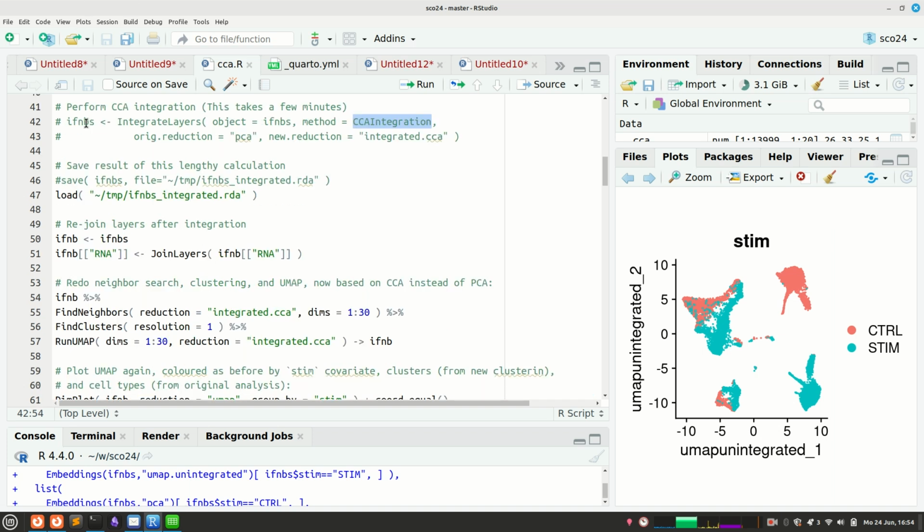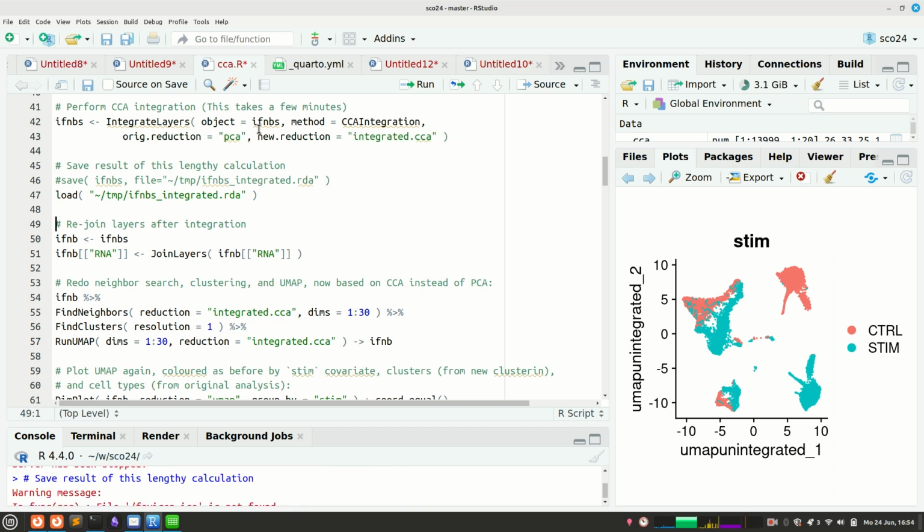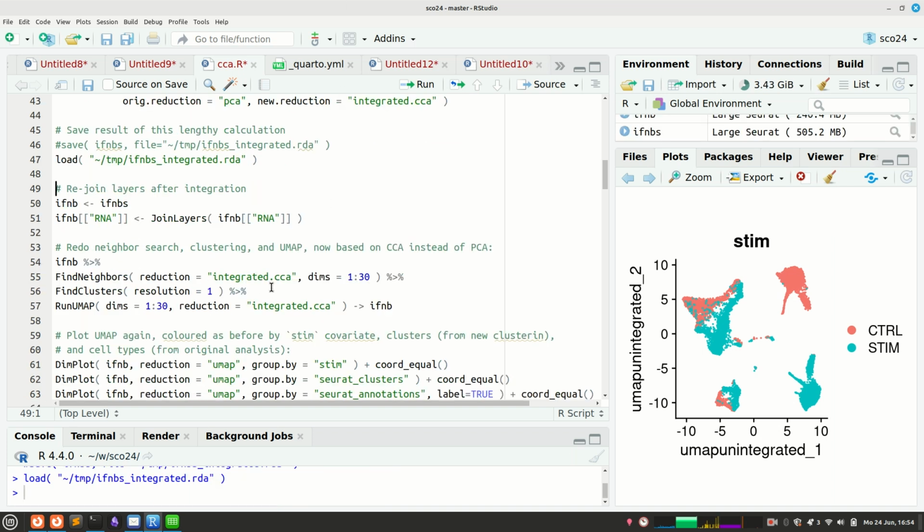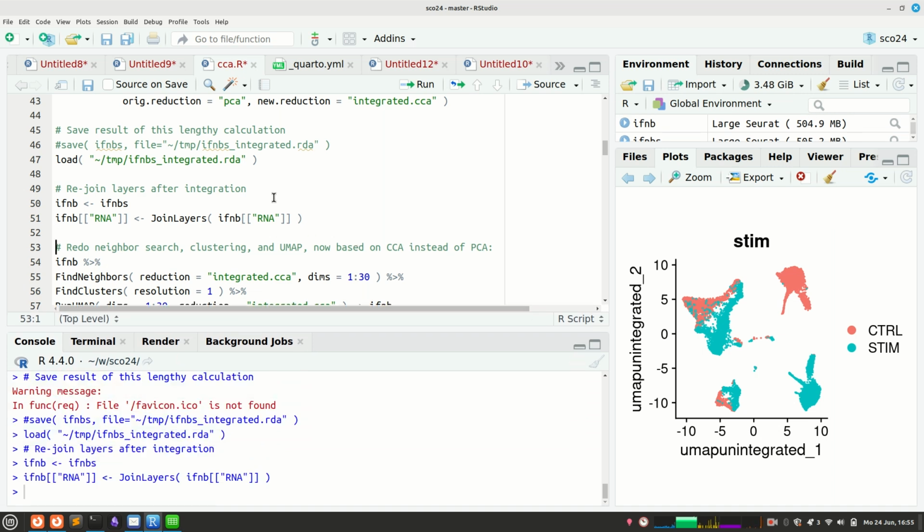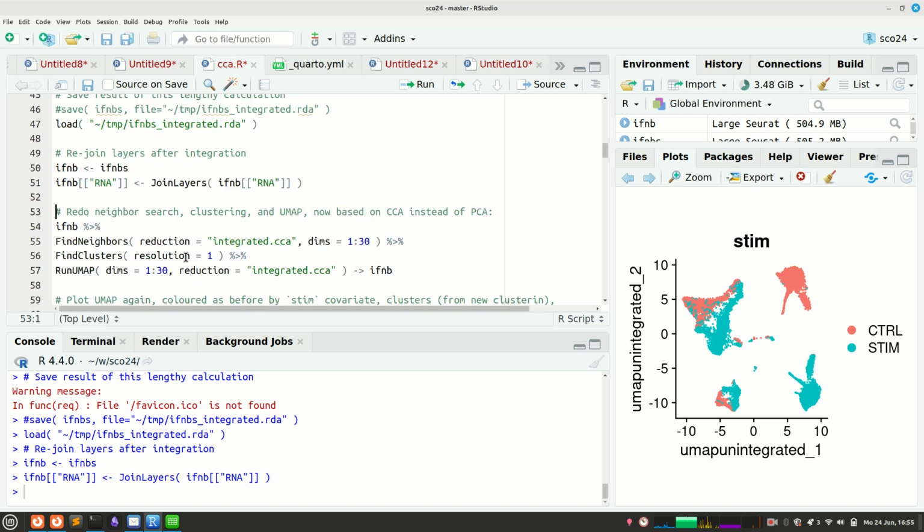So first, to see what came out. You remember I ran this integrate layers function with the CCA integration method. I commented it out simply because it takes so long, about 5 minutes, but still I don't want to wait here 5 minutes. So I load the result. Now I have to put these two layers together again. You remember earlier we had split up the matrices into a control and a stimulated matrix. Now I put them together again so that I have one big one. And now I have this new EFNB.